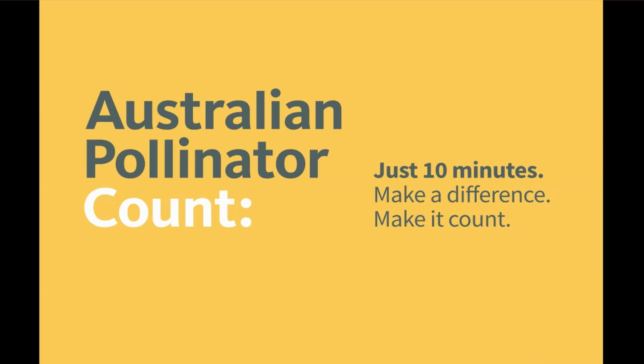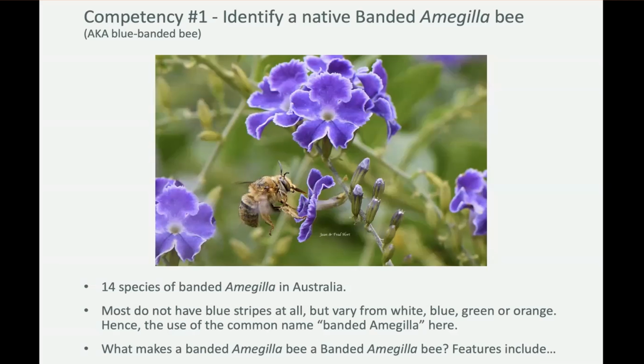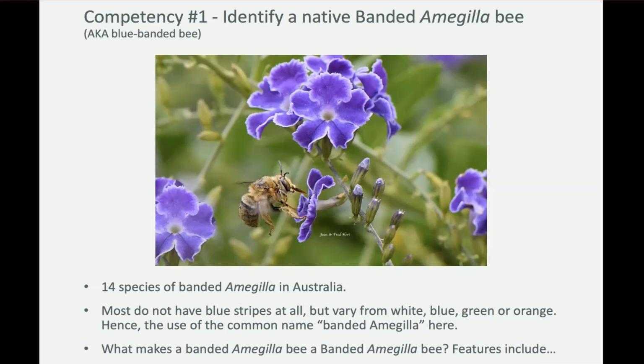So let's start. There are 12 competencies. I'll go through each one individually and we'll learn how to identify each insect. Competency number 1, identify a banded Amegilla bee, aka a blue banded bee. So we've got native banded Amegilla bees, and a lot of people know those as blue banded bees. But of the 14 species of blue banded bee, not many of them have blue bands. So we term them as banded Amegillas, aka blue-banded bees.